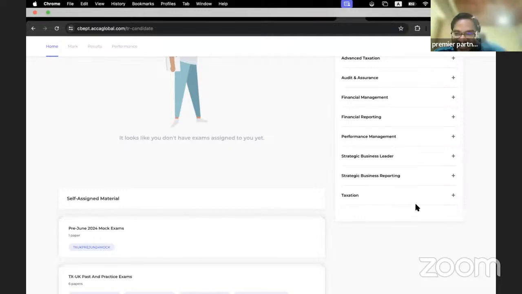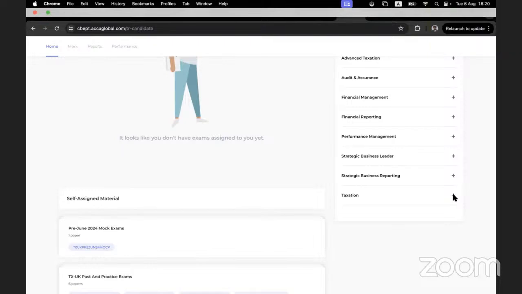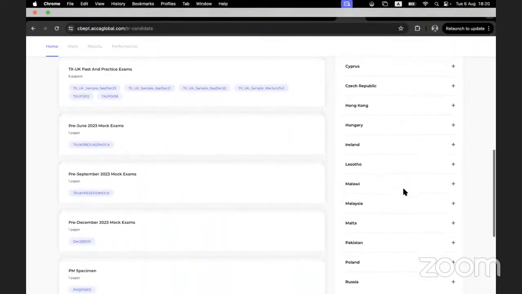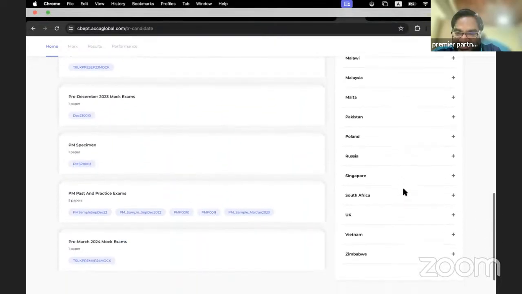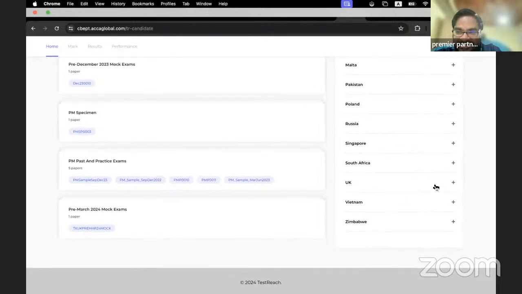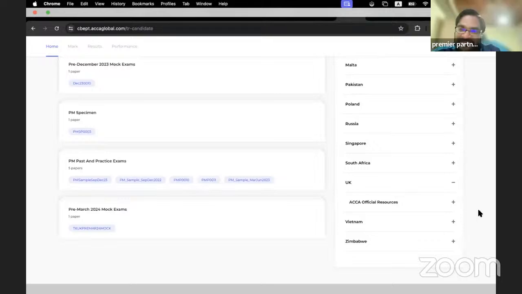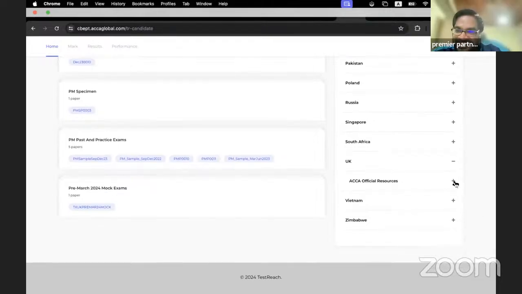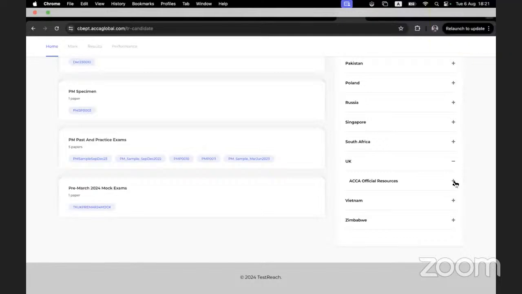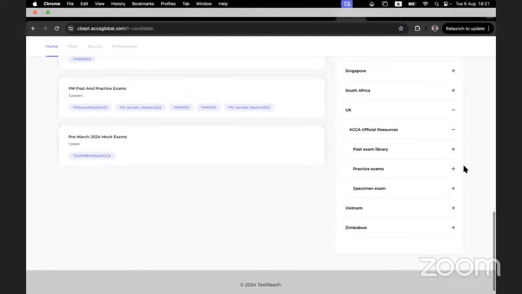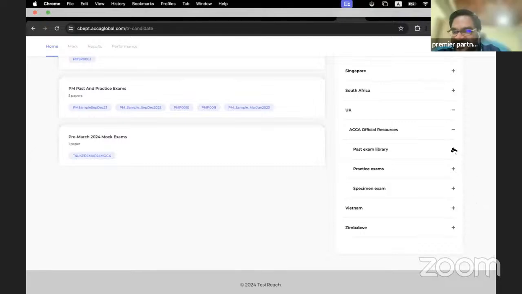Go to the bottom. Can you see the subject taxation at the bottom? Yes, sir. Right. Click the plus mark right next to the name. Okay, sir. Then again go to bottom. Then you will see UK. Click the plus mark again. Then you get ACCA official resources. Again click the plus mark. Then go to past exam library.